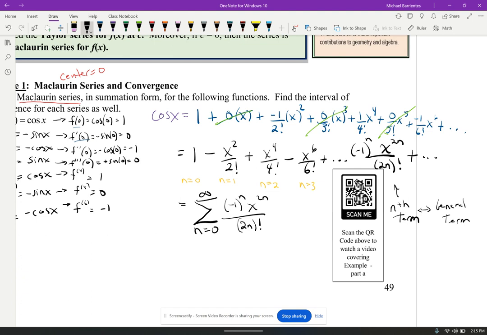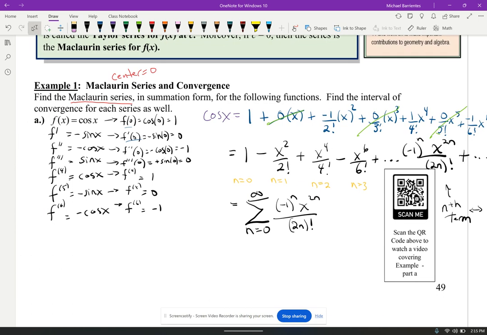This is the power series for cosine x. Specifically, it's the Maclaurin series, and we're about to test what the interval of convergence is for this series. So cosine x can be written as this expanded set of terms that I'm adding and subtracting, and it can also be written in sigma notation and summation form, using the nth term as the pattern that creates each of these terms.